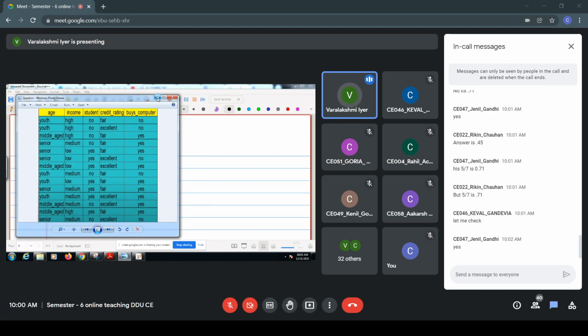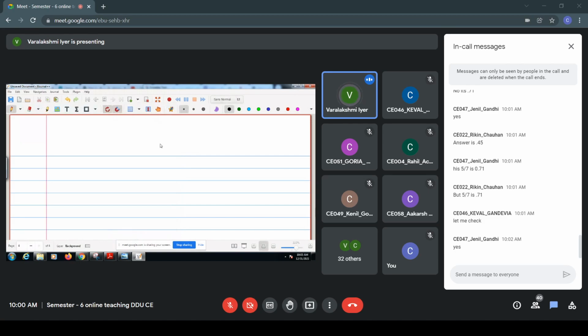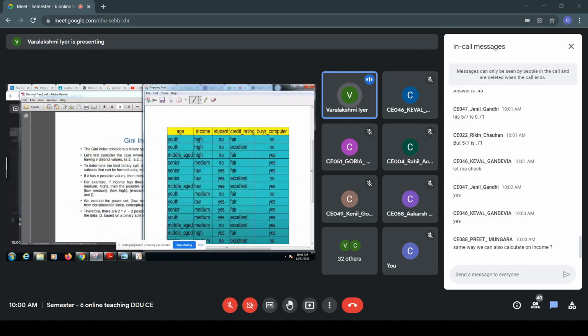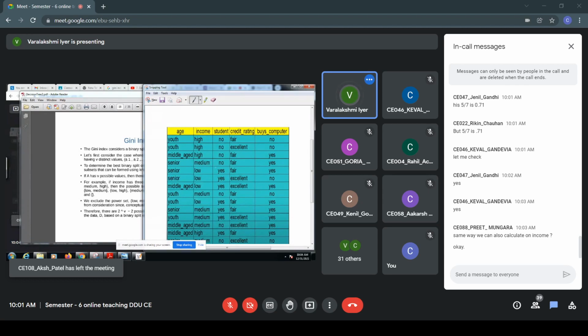Shall we start with the next point now? Same way you can also calculate on income and on student. There are only two cases, so there is no need of creating subsets here. In credit rating also we have only two cases, fair and excellent, so here also no need of creating a subset. But in case of income you need to create three subsets: high, medium, and low. So we'll be creating appropriate subsets and then performing the calculation. Is it clear?